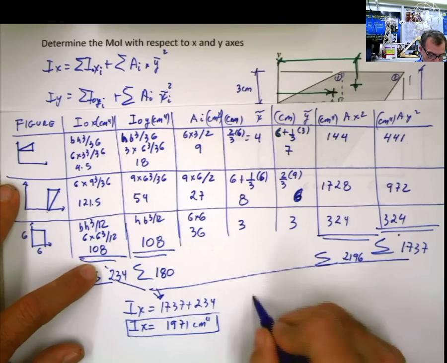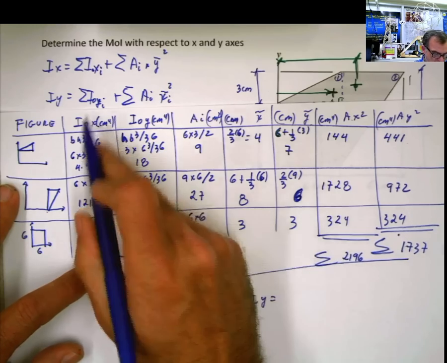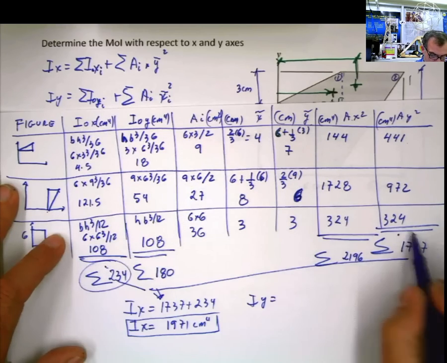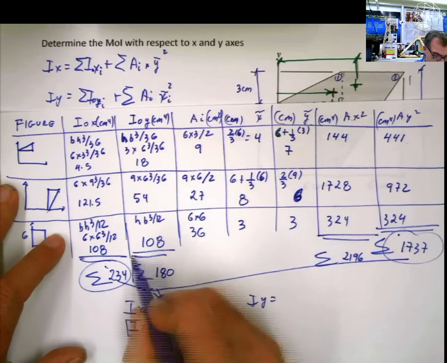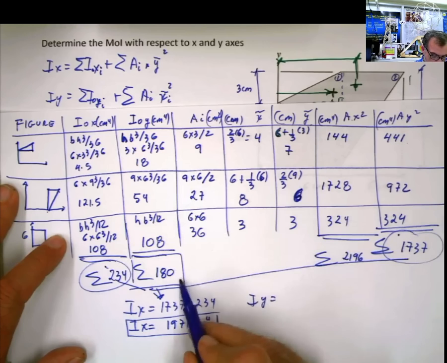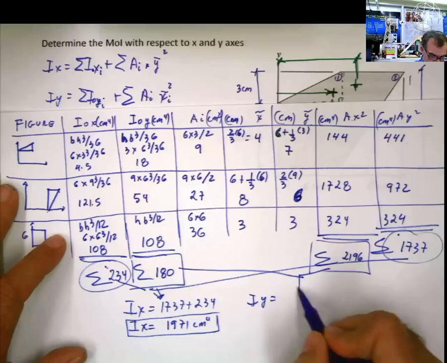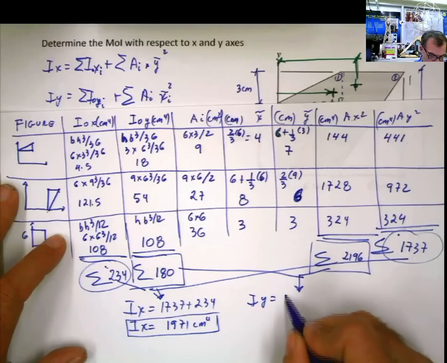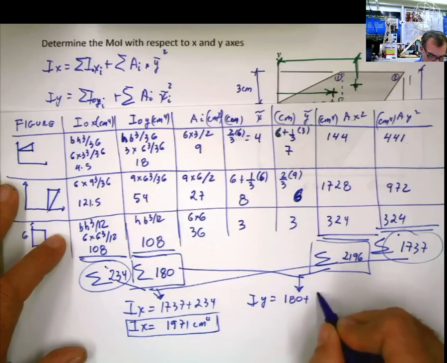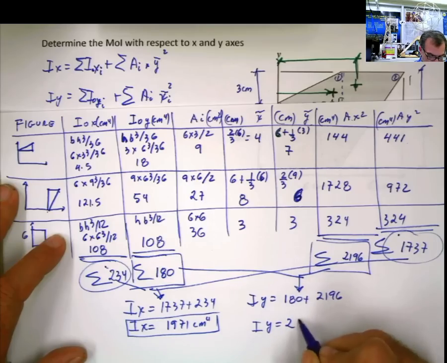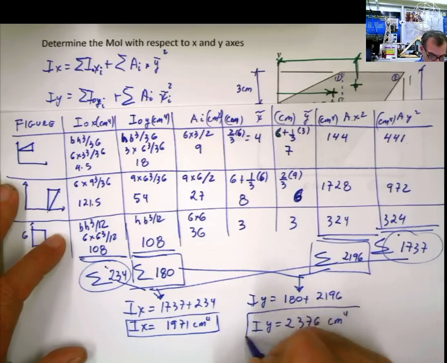What is going to be I sub y? I sub y is the summation of I sub 0 y. So this and this, remember, is I sub 0 x. Now this and this is 2, which is 180 plus 2196 is I sub y, and that's 2376 centimeters to the fourth.